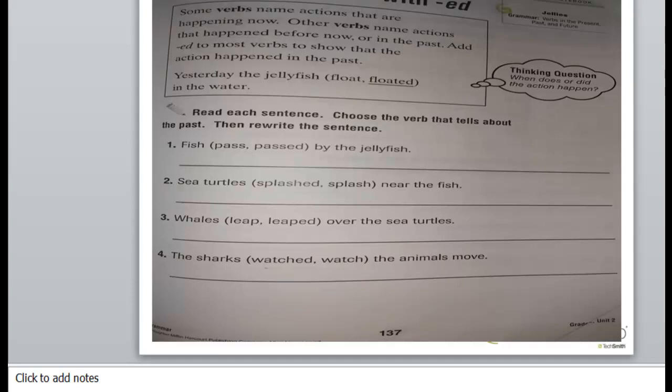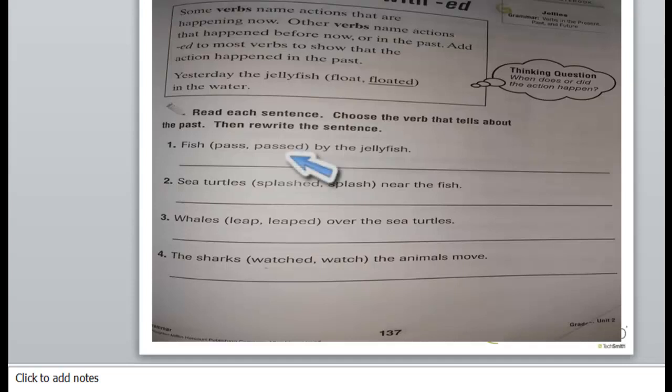These are the past tense verbs, okay? What are they? The past tense verbs. So, we're gonna prove here the past tense verbs, okay? So, read each sentence. Choose the verb that tells about the past, then rewrite the sentence. Number 1, fish what? Pass or passed by the jellyfish? Yes, passed. Good guys.